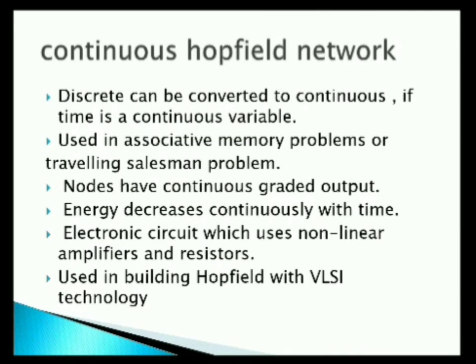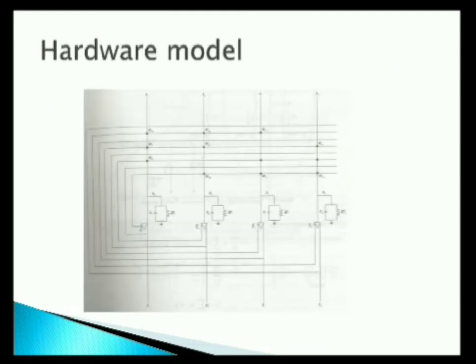Continuous Hopfield network. Here, the discrete network can be converted to continuous if time is a continuous variable. It is used in associative memory problems or the traveling salesman problem. Here, the nodes have continuous graded output and the energy decreases continuously with time. The electronic circuit uses nonlinear amplifiers and resistors and is used in building Hopfield networks with VLSI technology. It is a hardware model for the Hopfield network.